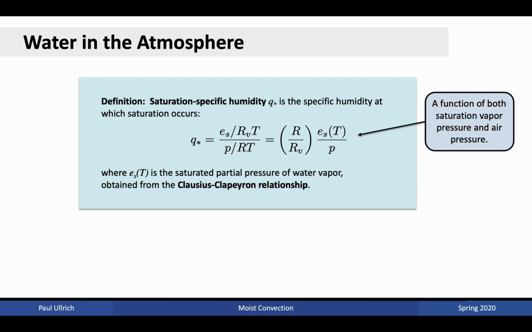Once this is done, we obtain q star equals R over R_v times e_s over p. Here again, e_s is the saturated partial pressure of water vapor obtained from the Clausius-Clapeyron relationship, which is again a function of the local temperature of the air.